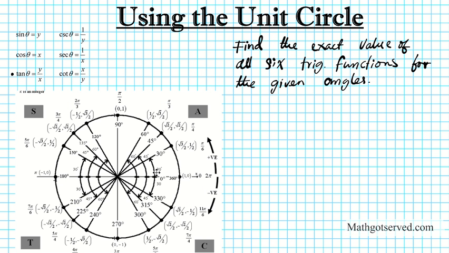All right, so for question number 2, we have the angular measure negative 5 pi over 4. Okay? Negative 5 pi over 4. All right, so the first step, as usual, is to locate the angle on the unit circle. Okay? So where is negative 5 pi over 4 on the unit circle?